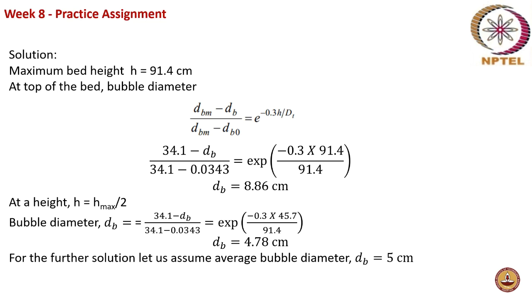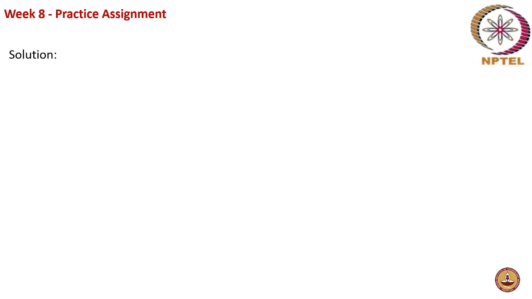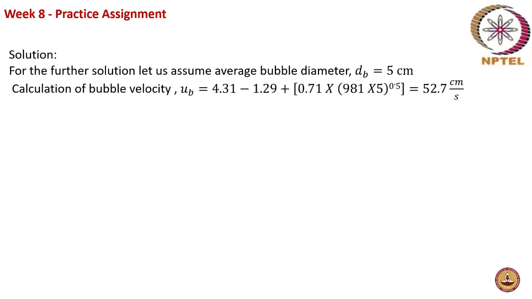Okay, now with this diameter of the bubble, we can find out the bubble velocity, right? Bubble velocity ub is u naught minus umf plus 0.71 into the square root of g into dB, that is power 0.5. Once we substitute this, we get the bubble velocity to be 52.7 centimeter per second.